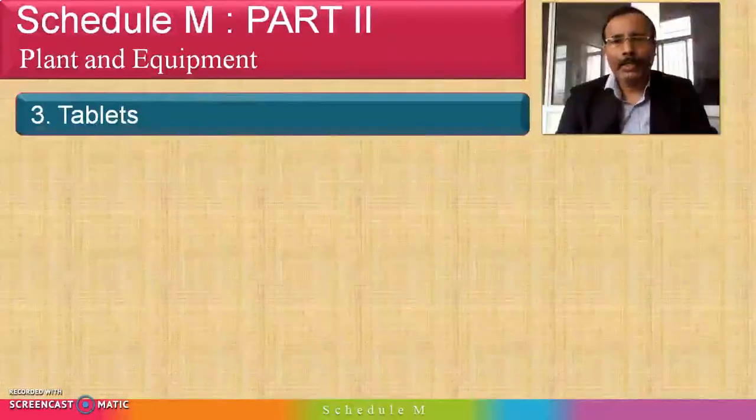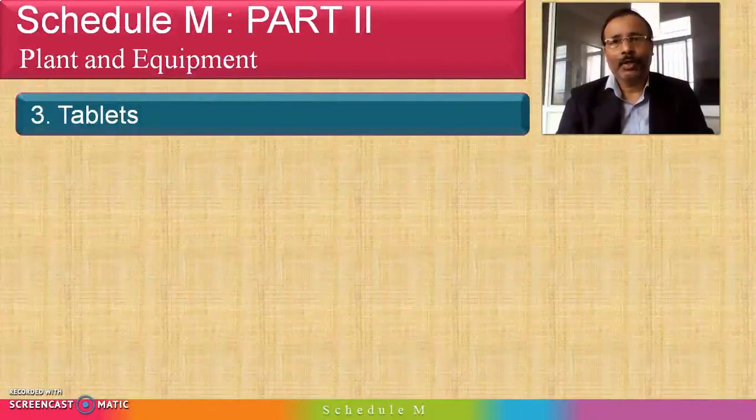Now the third category is tablet. Tablet manufacturing is divided into four sections for better quality and better handling of the tablet formulation. The four sections are as follows: first, mixing, granulation and drying. Second, a tablet compression section. Third, the packaging section, and the fourth one is the coating section. So in these four sections, the tablet formulation will be set up.